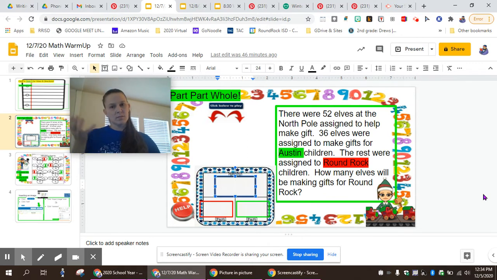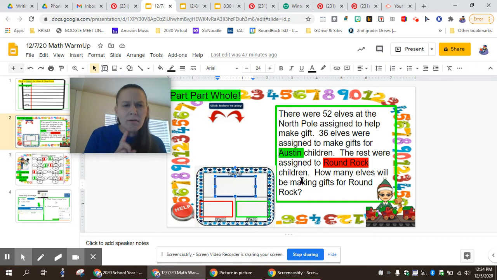36 elves were assigned to make gifts for Austin. 36, that's a part. Go put it in the part. Can even match the colors, right? The rest were assigned to Round Rock. That's the other part. Okay, they even match the colors.